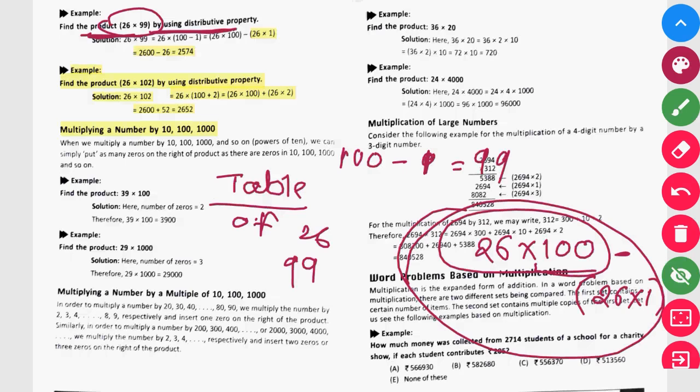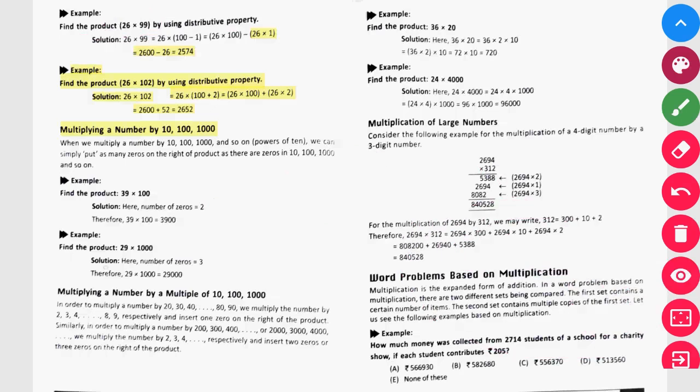So you can convert that multiplication problem into a simple method, and then just multiply. You can multiply 26 and 100, and 26 ones you all easily know. So it is a very easy method to solve the problems.